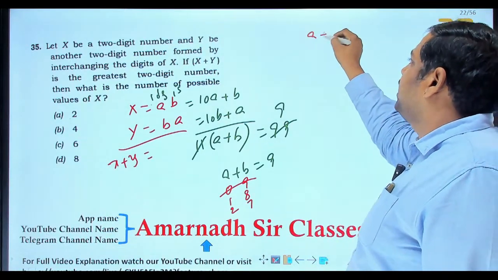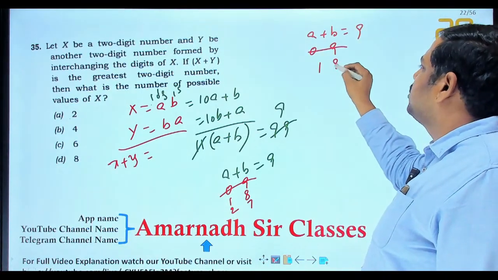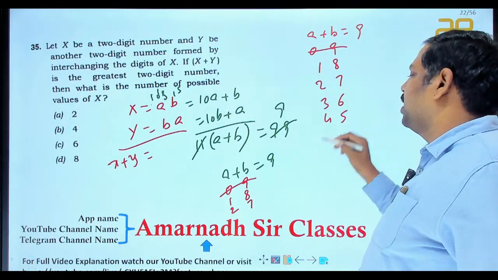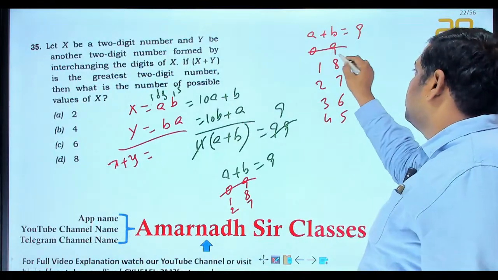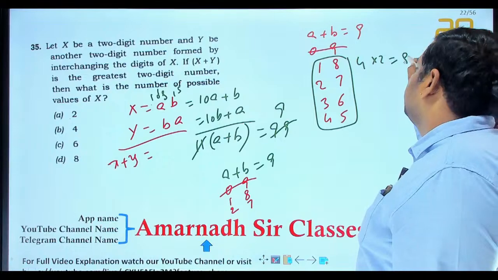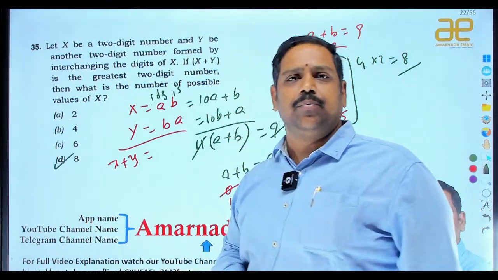A plus B is 9 now. So 0, 9 is not a possibility. 1, 8 is okay. 2, 7 is okay. 3, 6 is okay. 4, 5 is okay. And sir, I can say that its reverse is also okay for me, right? So these are 4. Reverse also means double, that is 8. So how many possibilities are there? 8 possibilities. So D is the answer.